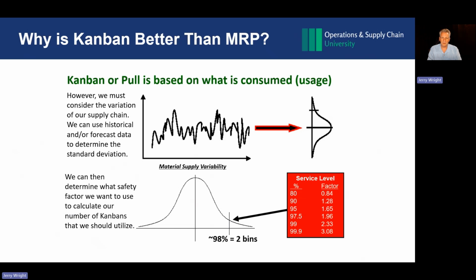Now, keep in mind with Kanban, we're going to have variation in our supply chain. We can use historical data to estimate what our Kanban level should be, but we have to understand there's going to be variation. It's going to change. Now, we can determine how many bins we want based on our service level. Most companies want to operate at a 95% or higher service level. Now, when you look at the number of bins you're going to use along with the safety factor, 98% service level is represented by 2 bins.